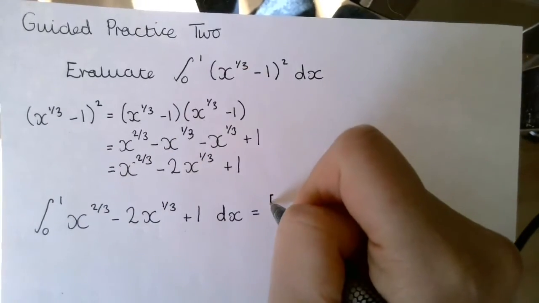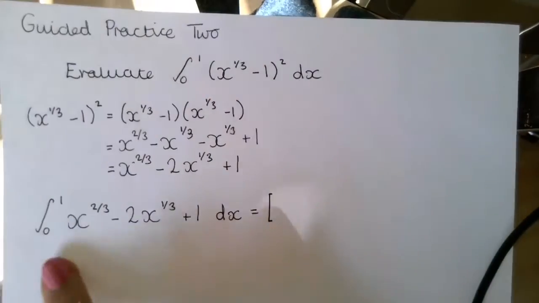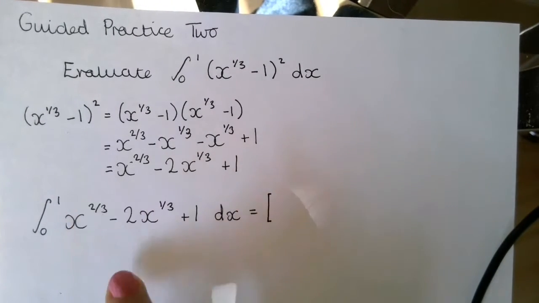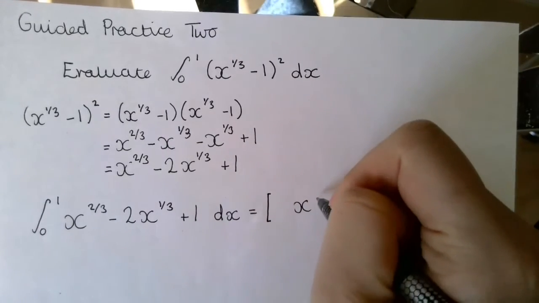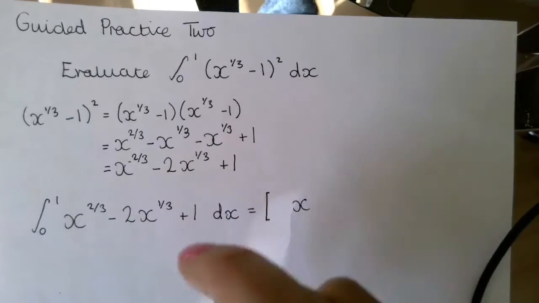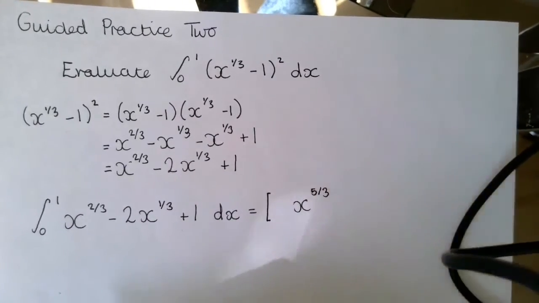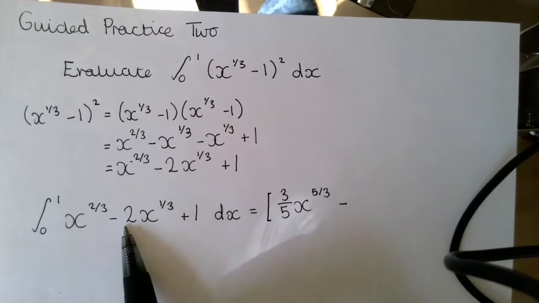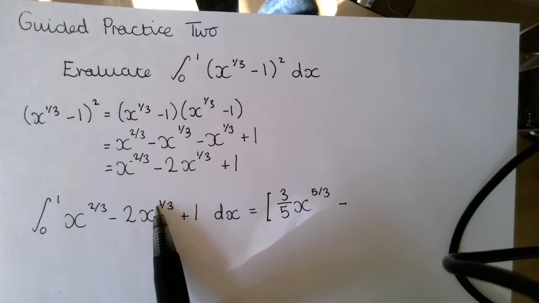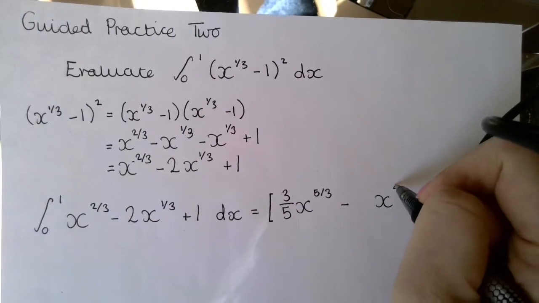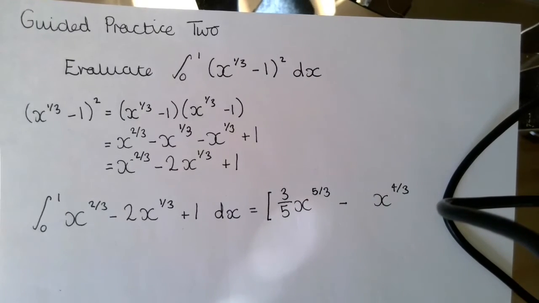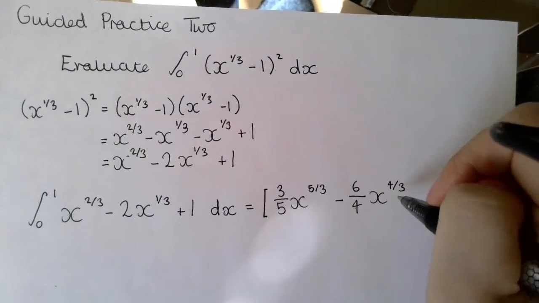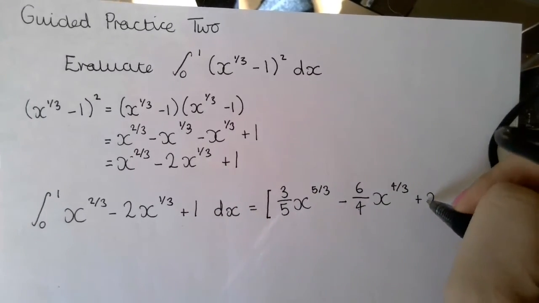So we're going to draw these square brackets, and inside the square bracket I'm going to write down what this expression is when it's integrated. We're adding 1 to the power and dividing by that. So 2/3 plus 1 is 5/3, so I'm going to have x to the power of 5/3, and then I'm going to divide by that power. I'm subtracting 2x to the power of a third here; a third plus 1 is 4/3, so I'm going to have x to the power of 4 over 3, and then I'm doing 2 divided by 4/3, so I get 6 over 4. And then I'm going to add 1, which integrated is x.